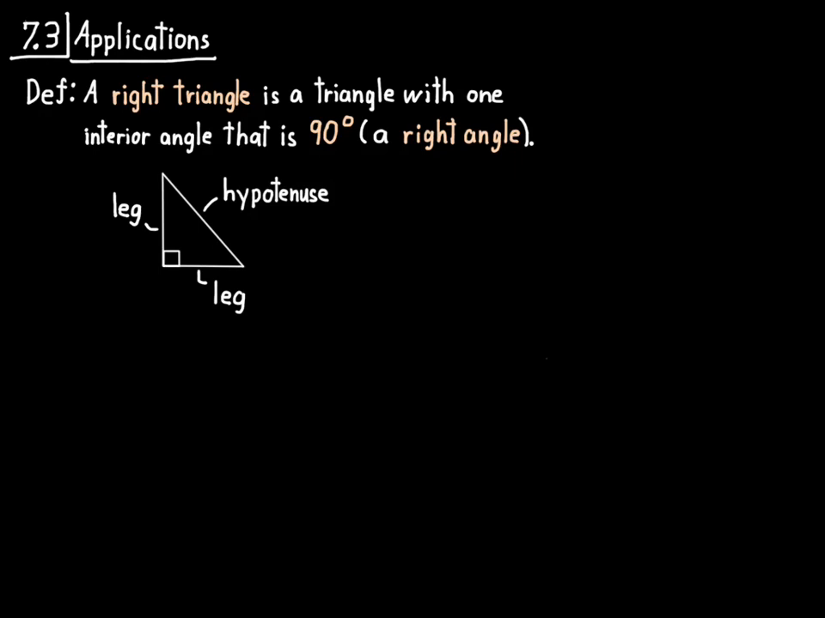Okay. I'm going to label those two angles that aren't 90 degrees, A and B. And notice that those two angles have to add up to 90 degrees. Why? Because the three interior angles of a triangle add up to 180 degrees. 90 of it was taken up by the right angle, so that leaves another 90 degrees. So we have A plus B is 90 degrees.